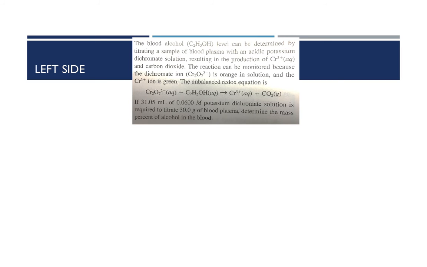It says the blood alcohol level can be determined by titrating blood plasma as described up there. The unbalanced redox equation is this. If 31.05 milliliters of potassium dichromate is required to titrate 30 grams of blood plasma, determine the mass percent of the alcohol in the blood. All right, so the very first thing that we're going to have to do here is actually balance that redox equation. Two pieces are going to be part of this: we've got the chromium piece and the carbon piece, and those are the two pieces of the reaction.